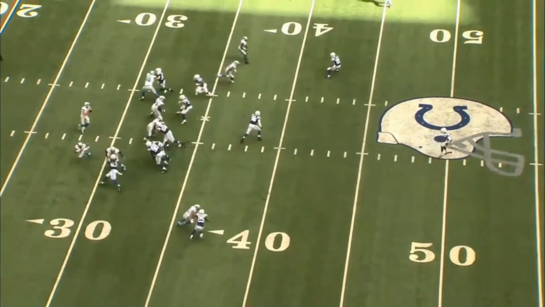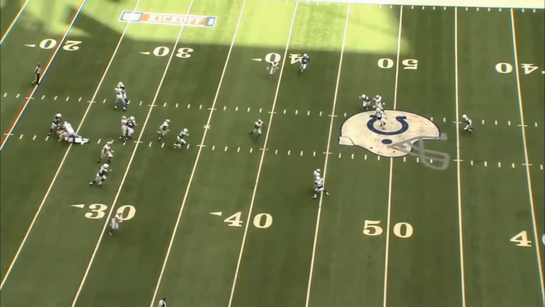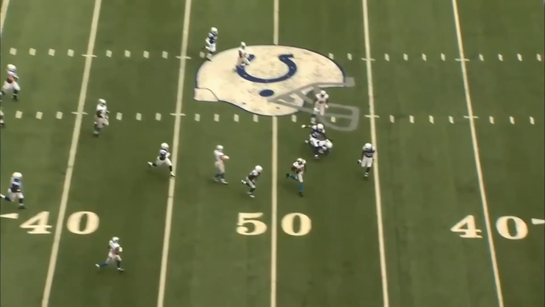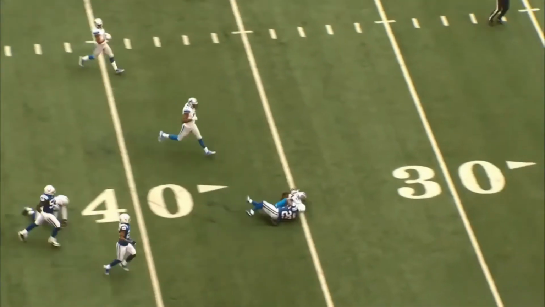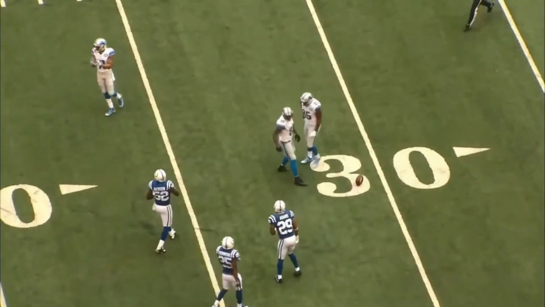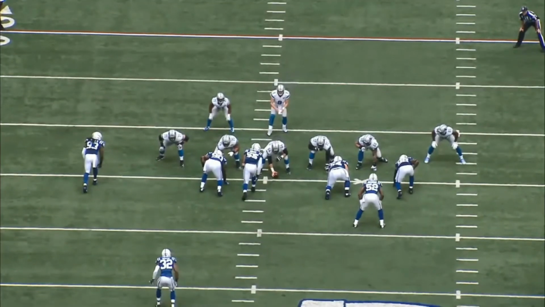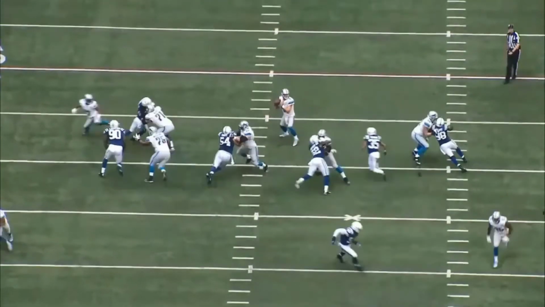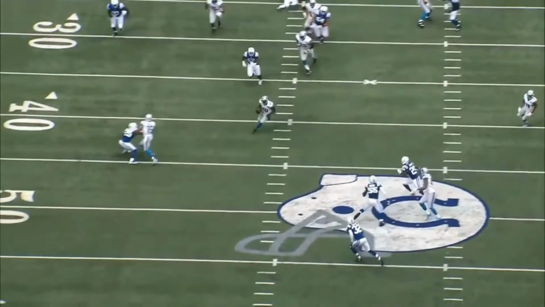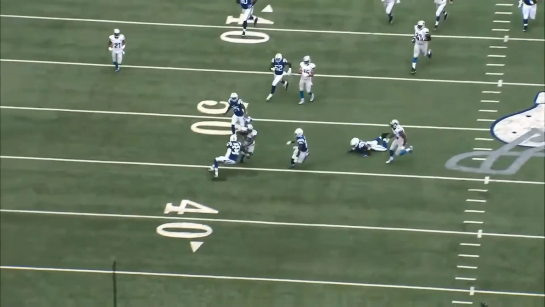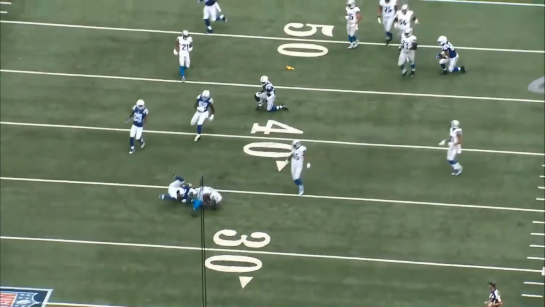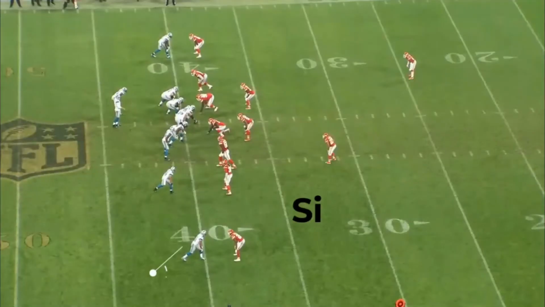Same thing here. They're bringing both Mike and Sam, and we've got a protection on where the linemen are just going to work the Mike and the quarterback has the Sam. So when they both come, then the quarterback's hot. He has to deliver the football. If he didn't want to throw hot, then he's got to use one of his tools to adjust the protection.